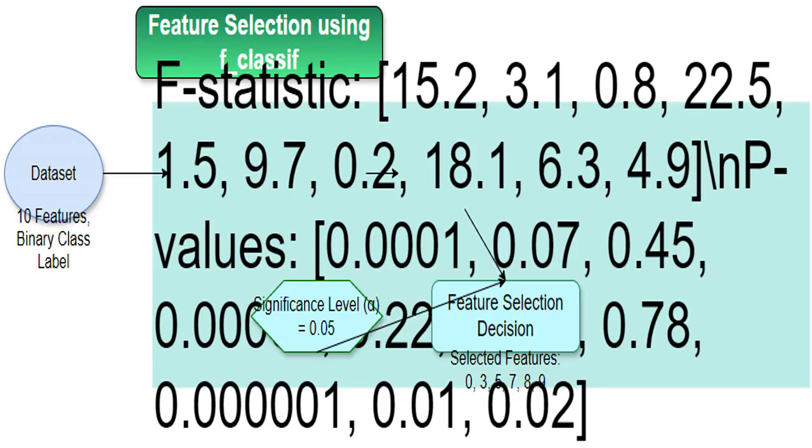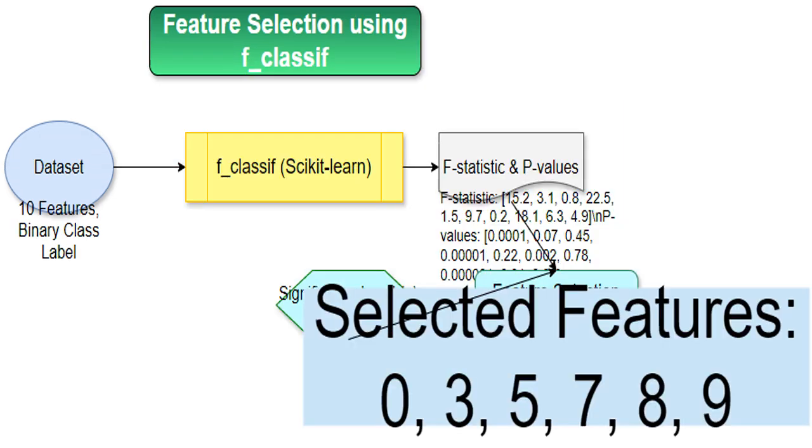After running the f_classif function and comparing p-values to the chosen significance level of 0.05, I'll decide which features are important enough to keep for my classification model. These are the features that passed my significance test. Their p-values were all below 0.05, indicating a statistically significant relationship with the class label. These are the features I'll focus on moving forward. I've selected them based on the p-values that I calculated.